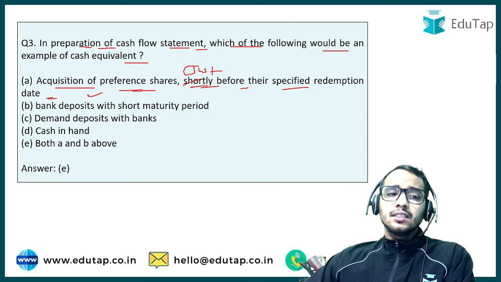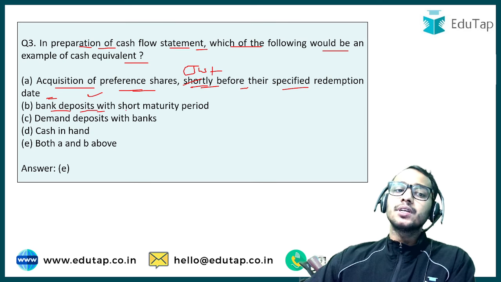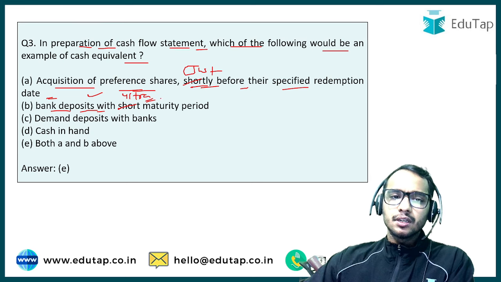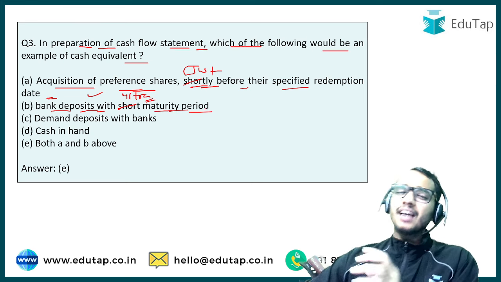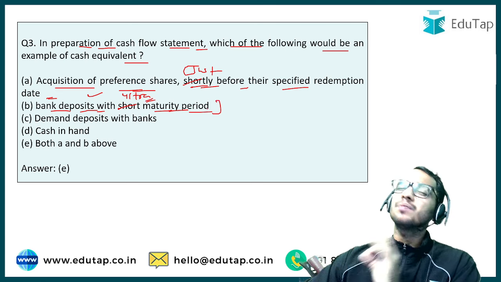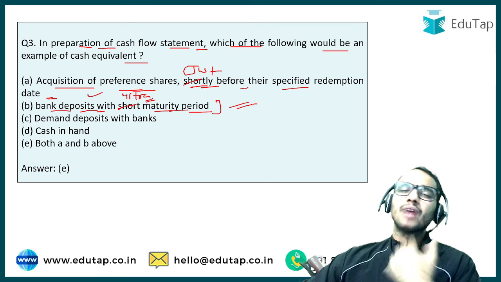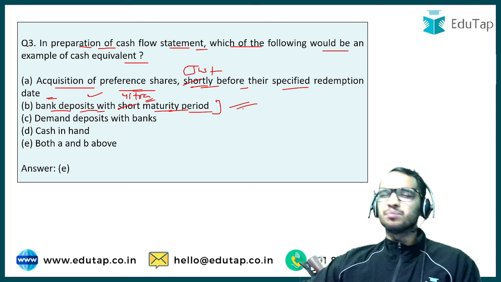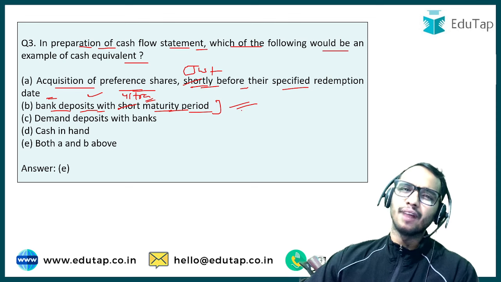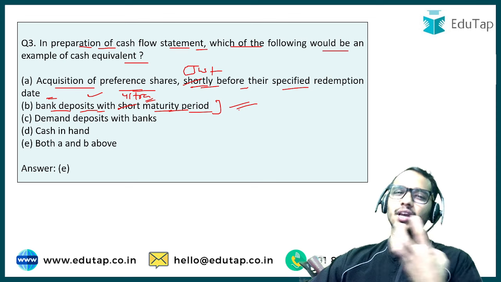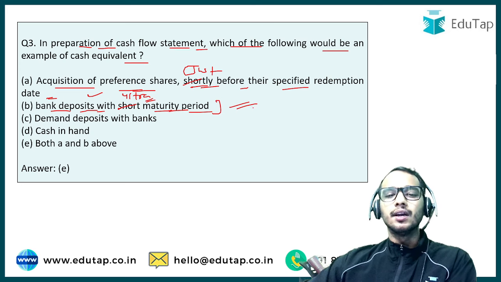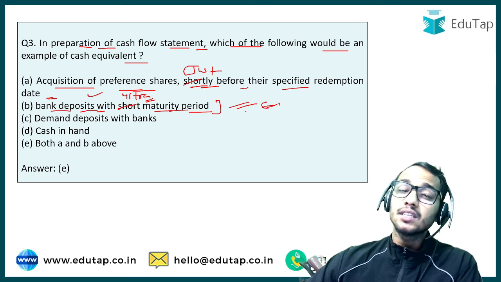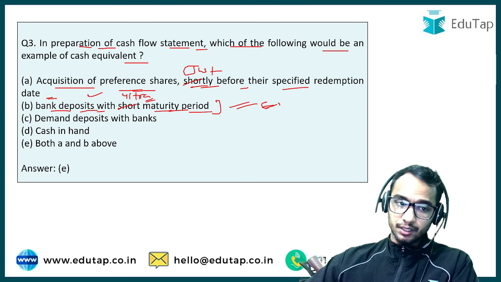Now, B option, bank deposit with ultra short term maturity. So again, when you have bank deposits with ultra short term maturity, they can be converted into cash, and bank deposits are insignificant in risk. Basically they are not subject to any change in the value. So whatever bank deposit you have, if they have the ultra short term maturity period, right, they can also be considered as the cash equivalent as far as cash flow statements are concerned.